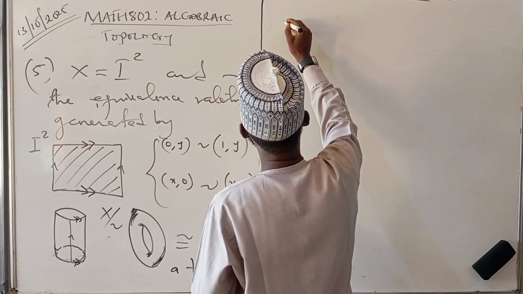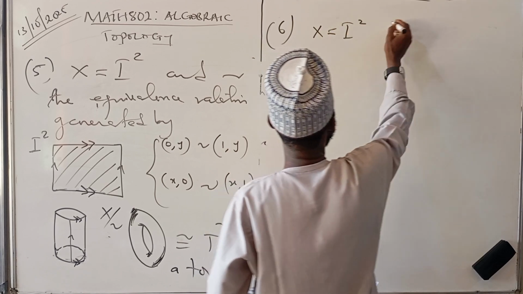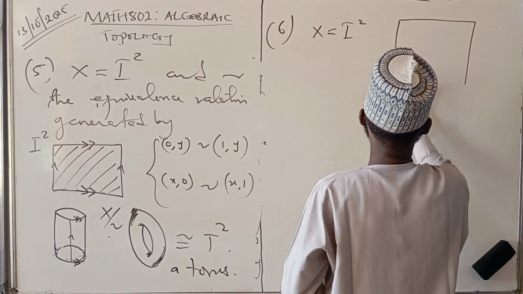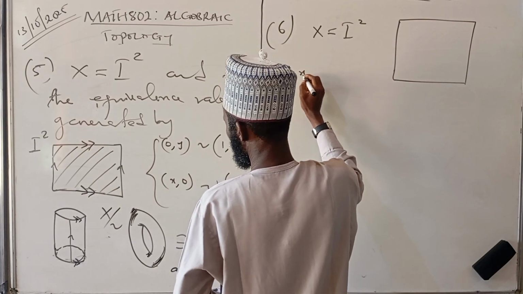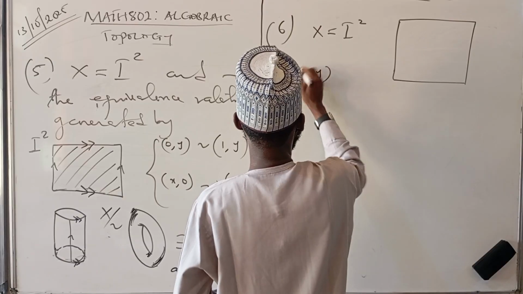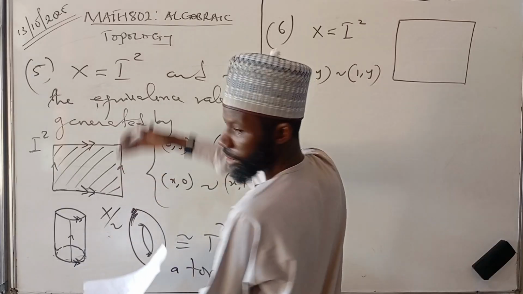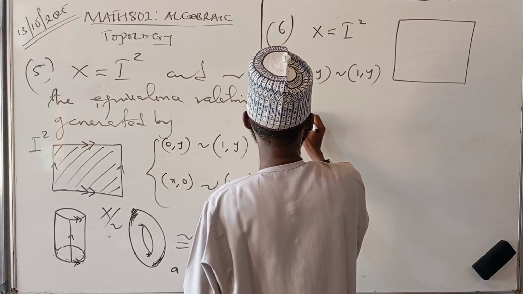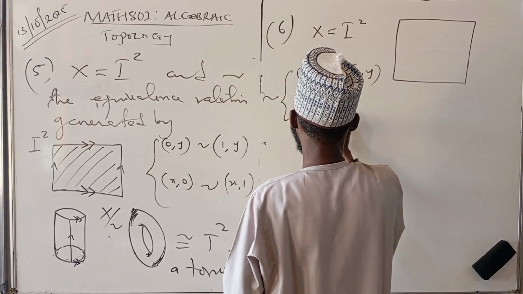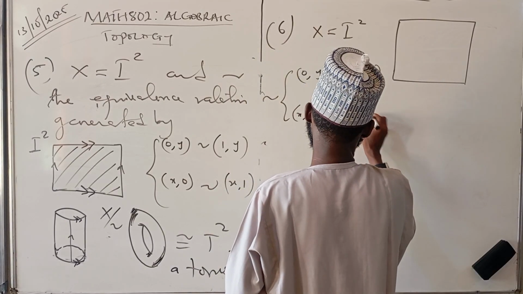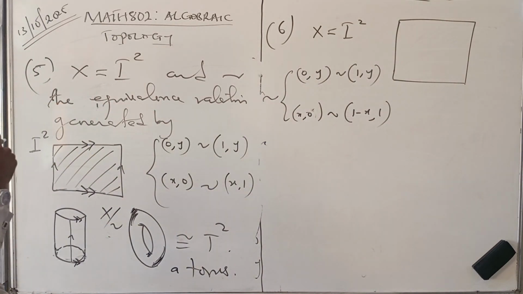So number 6, okay? You still take X to be I squared, which is this one. Tilde is generated by, well, first of all, (0, y) related to (1, y). You join straight, but the opposite side you join in the opposite direction. So (x, 0) is to be identified with (1 minus x, 1). Yeah, these will be the generators of your equivalence relation.